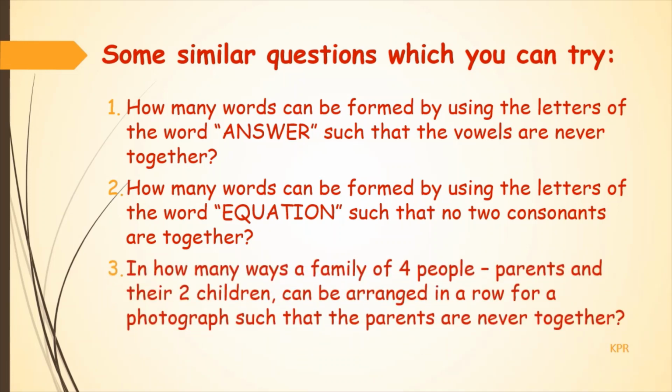Question number 3. In how many ways can a family of 4 people, parents and their 2 children, be arranged in a row for a photograph such that the parents are never together? So as we don't want the parents together, first we will arrange the 2 children. In between the 2 children, there will be 3 places available for the parents. Using this much hint, try to get the answers of these questions.